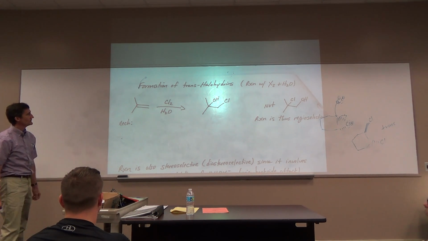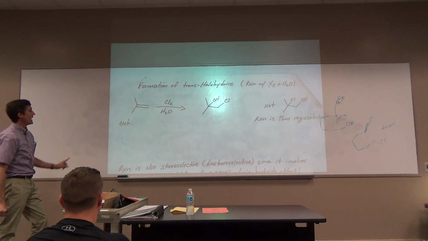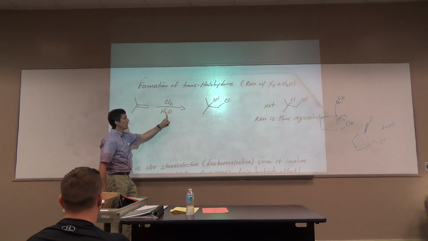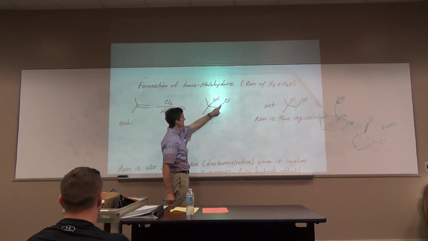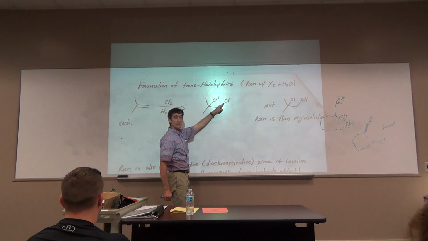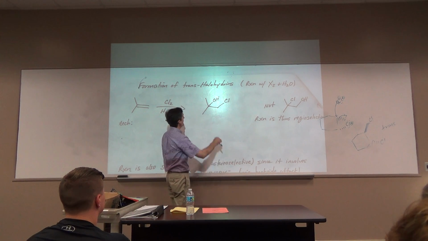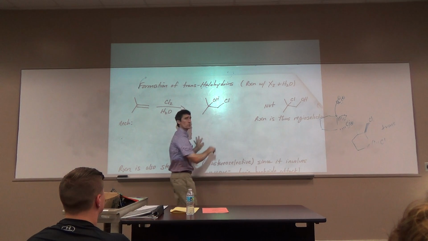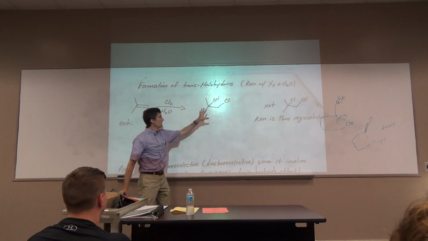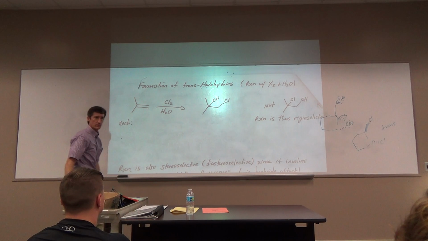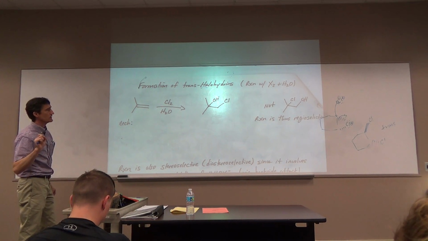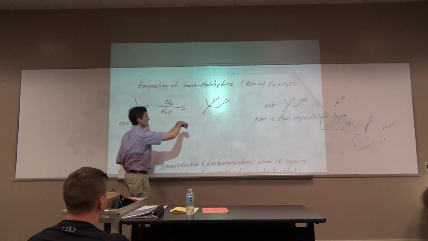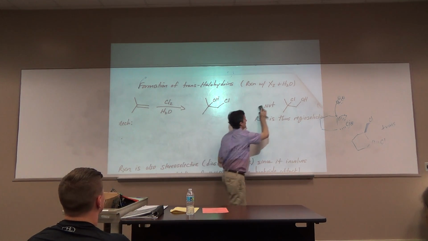All right, formation of trans halohydrins. Okay, if we do the same reaction but include water, we get a product like this. We've got an OH and a halogen, not two halogens. This is called a halohydrin. Halo referring to the halogen, hydrin sort of like hydrate or water, with the OH there. It will be trans whenever we have stereochemistry. This example does not include stereochemistry.